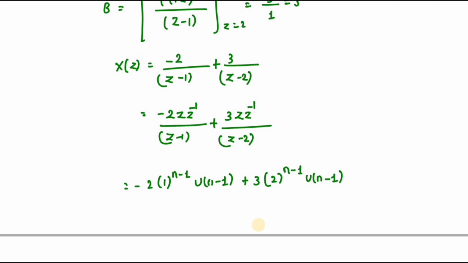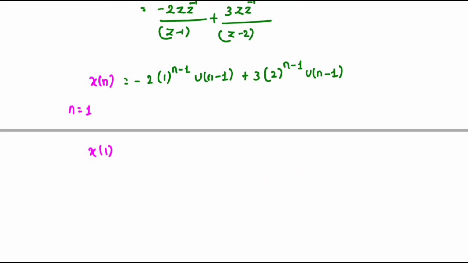Now, if I want to make this signal a causal signal, how to identify the causal signal? So this is my x of n value. I'm going to substitute n is equal to 0. If I substitute n is equal to 0, x of 0 value is equal to minus 2 power 1 power minus 1. This goes to 0 and this also goes to 0 because u of minus 1 value is 0. So you will get x of 0 is equal to 0.